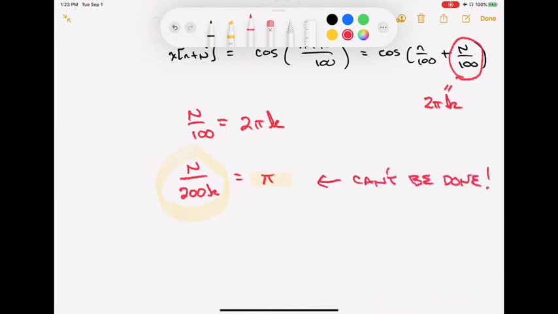So what does this mean? This means that x of n is not periodic. It never repeats exactly, right? It can go on forever and never have a repeating sequence. You would always be able to tell if you had shifted this guy.